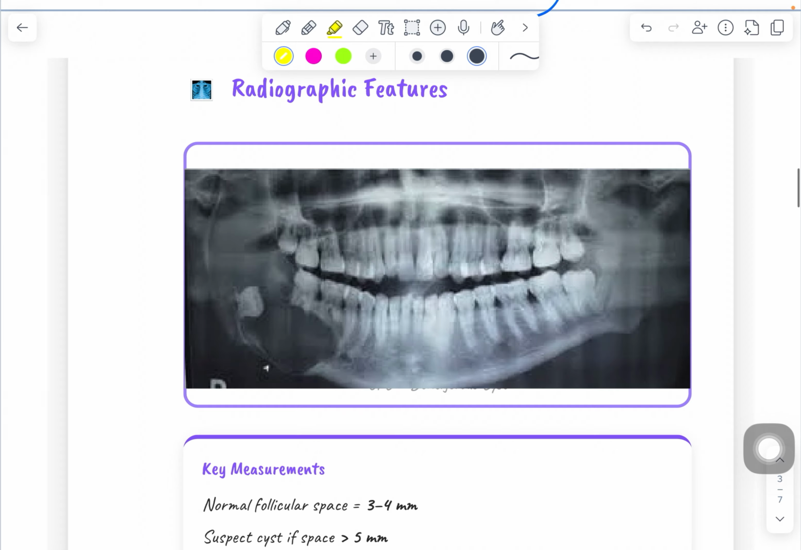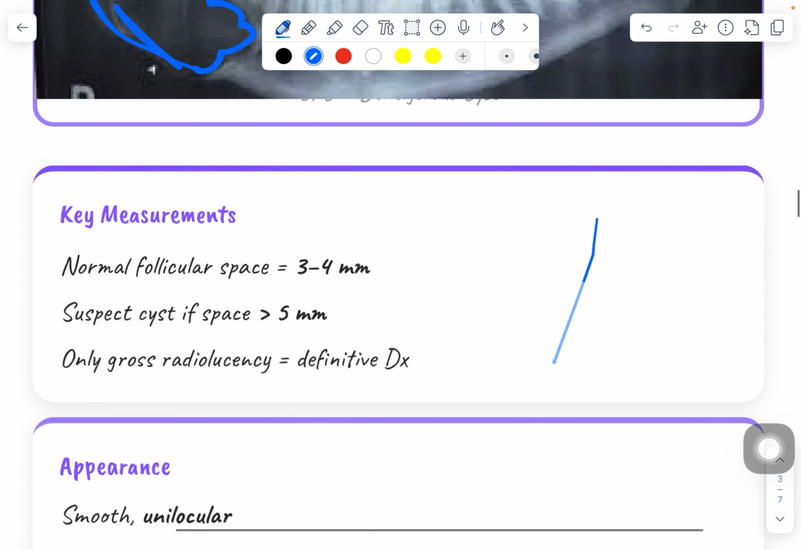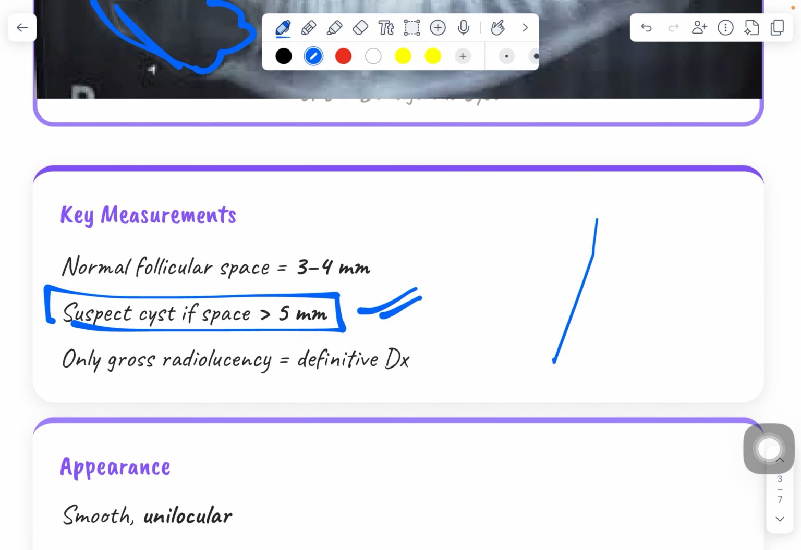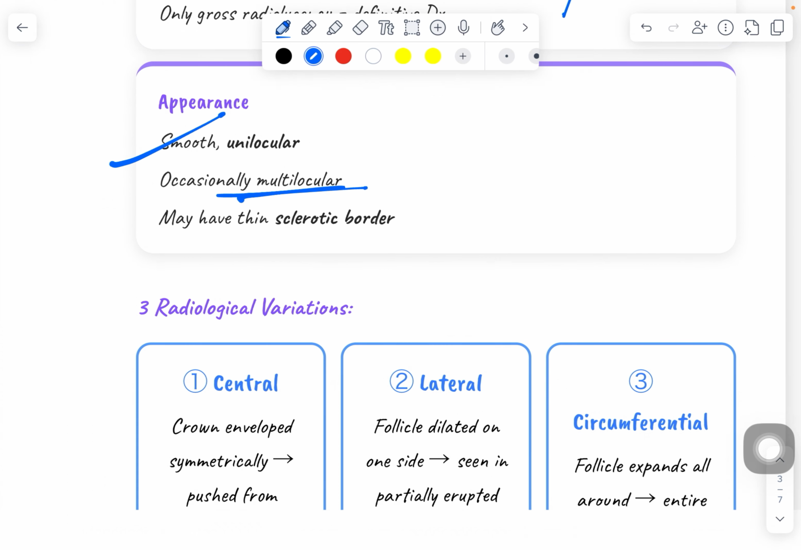Coming to the radiographic features, here you can see the hollowing out, this is the impacted tooth, and this is the entire hollowing out that is seen. Basically the measurement of the follicular space is approximately 4 to 5 mm. When it becomes more than 5 mm, it is totally a cyst. So suspect a cyst if more than 5 mm. Basically it is smooth and unilocular and occasionally multilocular.